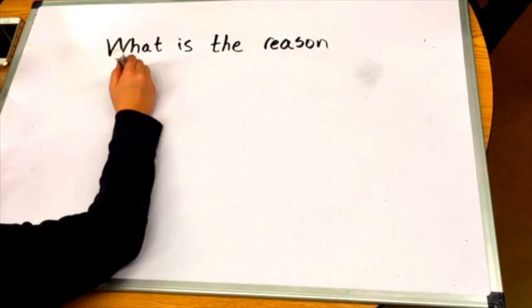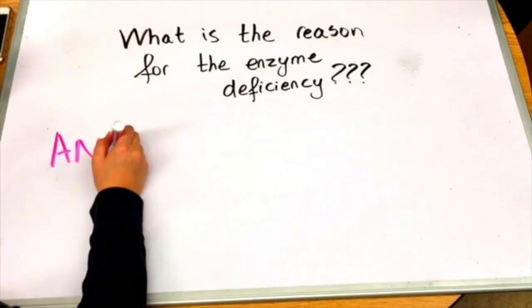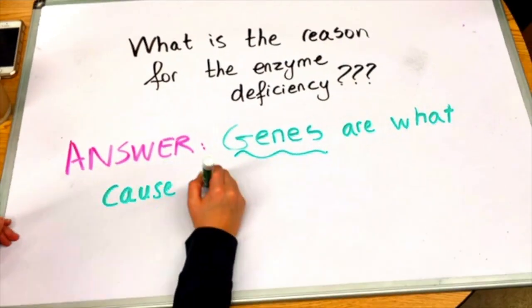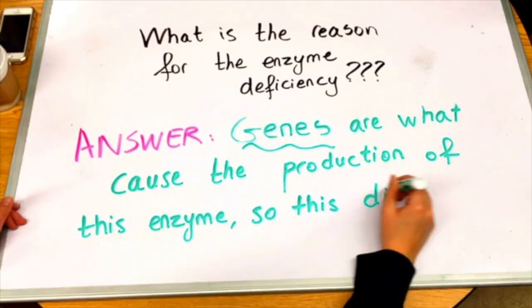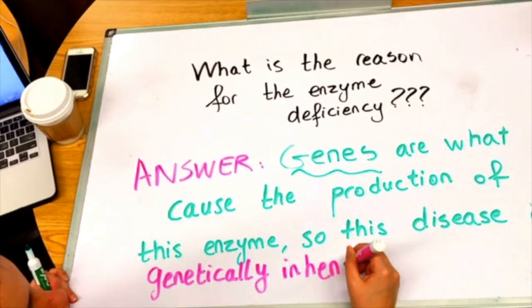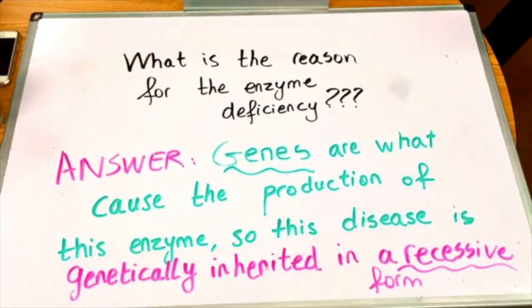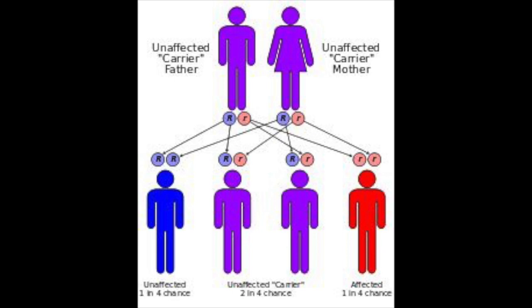Now, what's the reason for enzyme deficiency? The answer is genetics. Generally it's inherited through a recessive form, and if you've taken genetics, you'll know that you can have an unaffected father and mother both carrying a recessive gene. They get together, and there's a 1 in 4 chance that one of their children will have both recessive alleles.